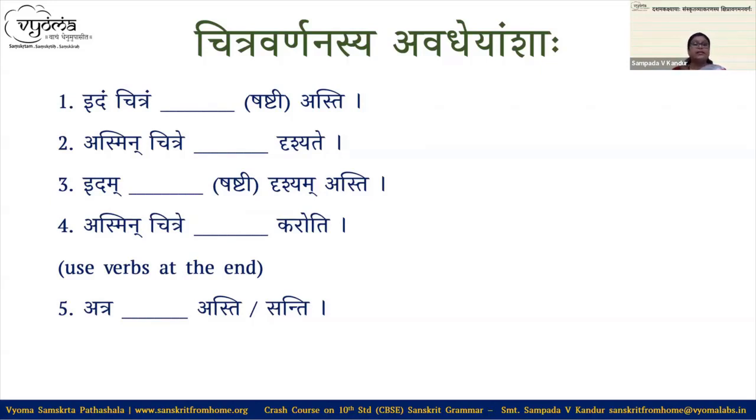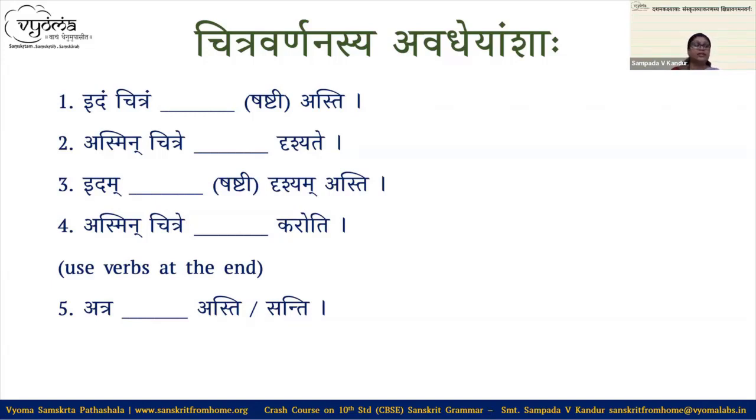Okay, next. Idam dash drushyam asti. Now chitram is different, drushyam is different. Some scenes are explained, right? When you see some scenes in that picture, at that time you can use this word as drushyam asti. Again, you have to use shashti vibhakti of that word.